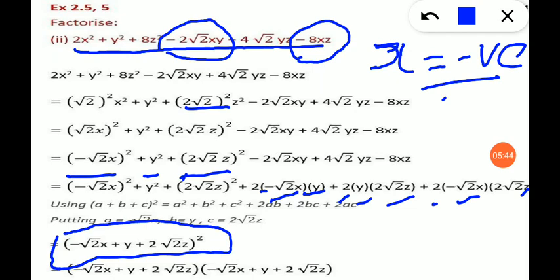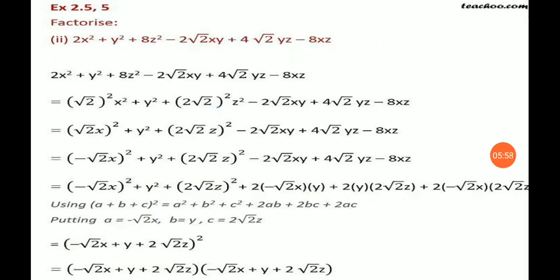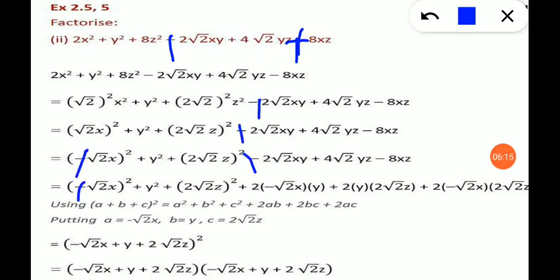I hope the questions are clear to you, how to factorize and how to find out which variable is negative. Suppose all the terms are positive, then we will not take any of the variable negative. Then no variable will be negative. In that case, our answer will change. Wherever we have taken negative, that will become positive, and the answer will be root 2x plus y plus 2 root 2z whole square.